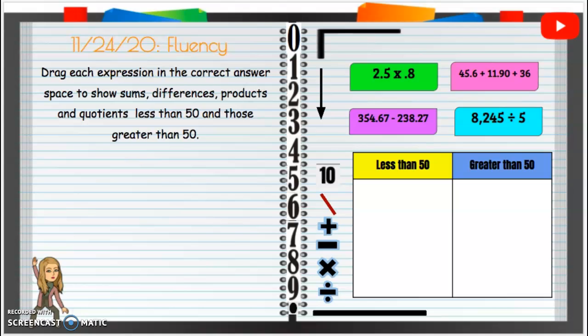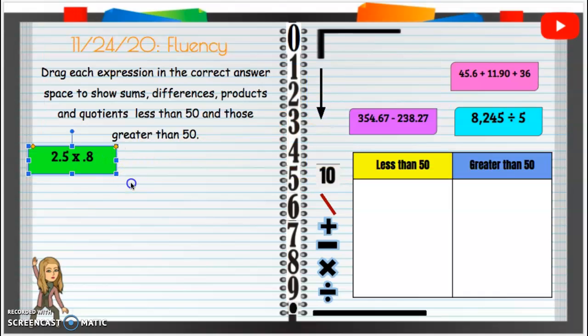November 24th, 2020, Fluency. Drag each expression to the correct answer space to show sums, differences, products, and quotients less than 50 and those greater than 50. So we have the less than 50 box here and the greater than 50 box here. All right, let's multiply here.